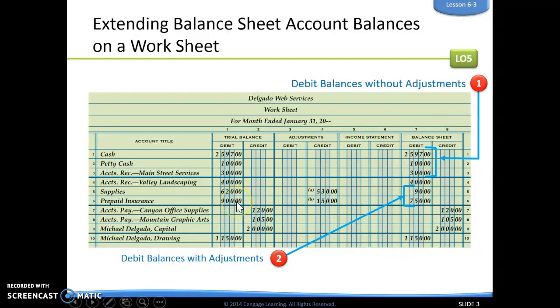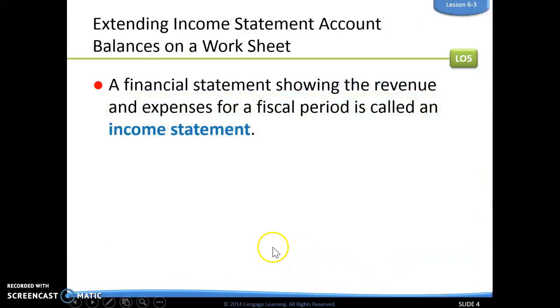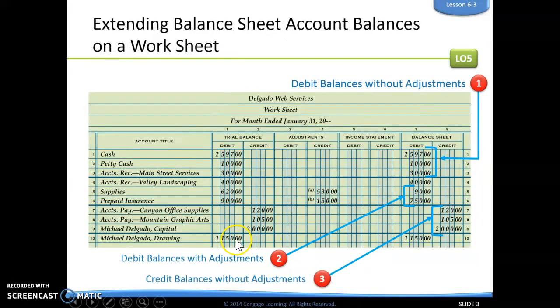Same thing when I look at my prepaid insurance. I start with a debit of $900. As I'm dragging it across, I come across a credit, so I need to subtract $150, and then my new balance would be a $750 debit. Okay, then I'm going to drag across my credits here. Those are my liabilities. Then I have my capital account, and my last one would be my drawing account.